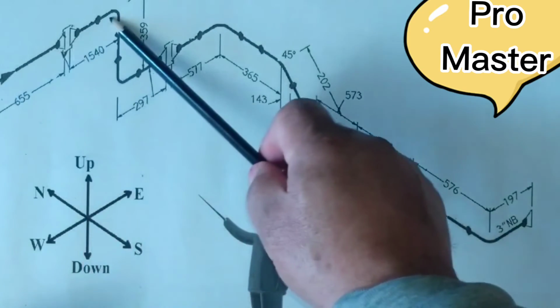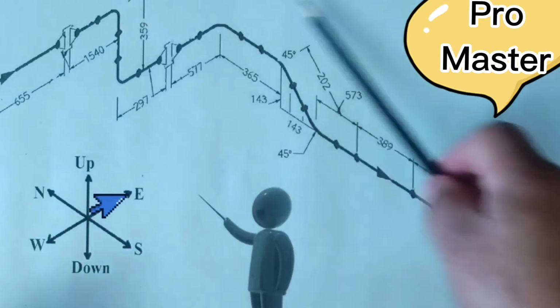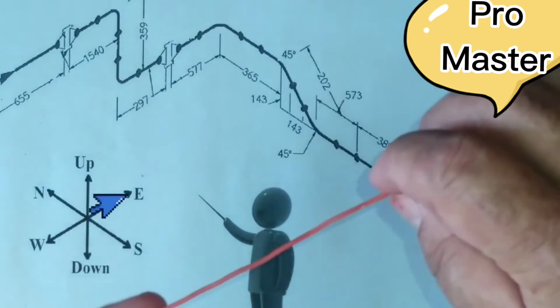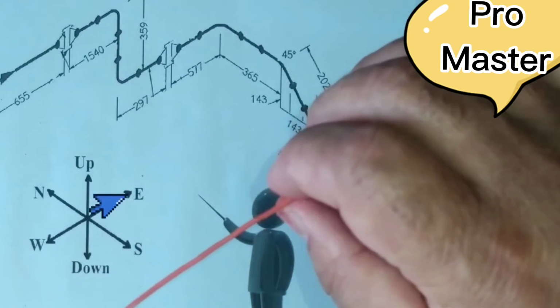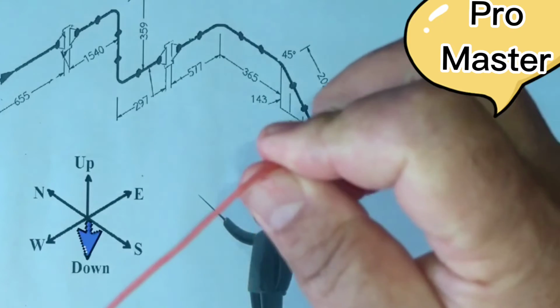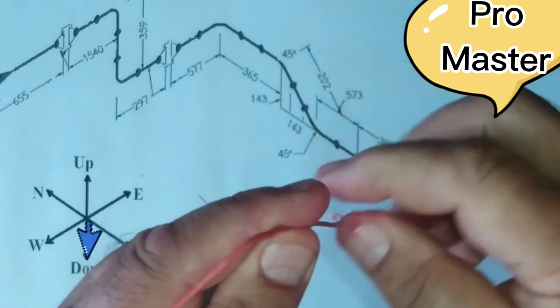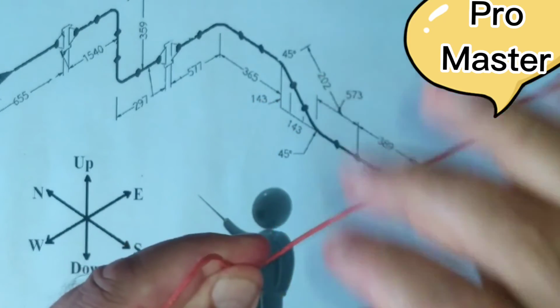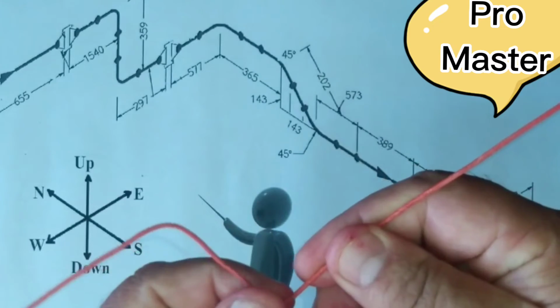Since the pipeline is traveling to the east direction, we hold the wire in the east direction. From here we are bending the wire to down. Then we are bending the wire again to the east direction.